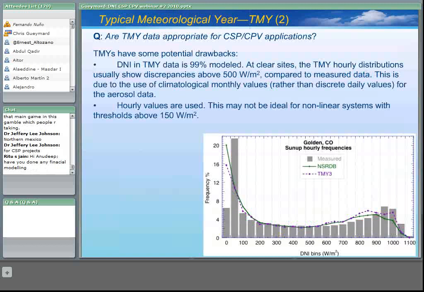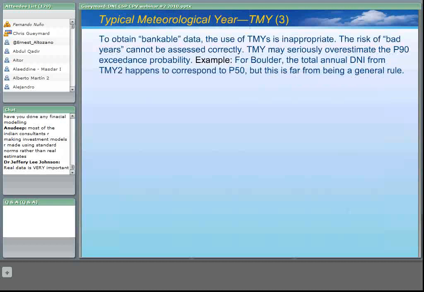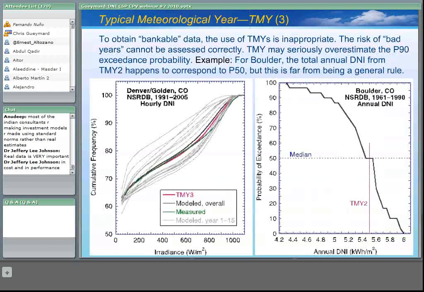Another thing is that non-typical years, which means low DNI years, are excluded from the data pool, for example because of a big volcanic eruption. So using TMY for risk assessment is, well, risky. This means that bankability of TMY is probably not really a thing. The risk of bad years cannot be assessed correctly. And also, the TMY may seriously overestimate the P90 exceedance probability.